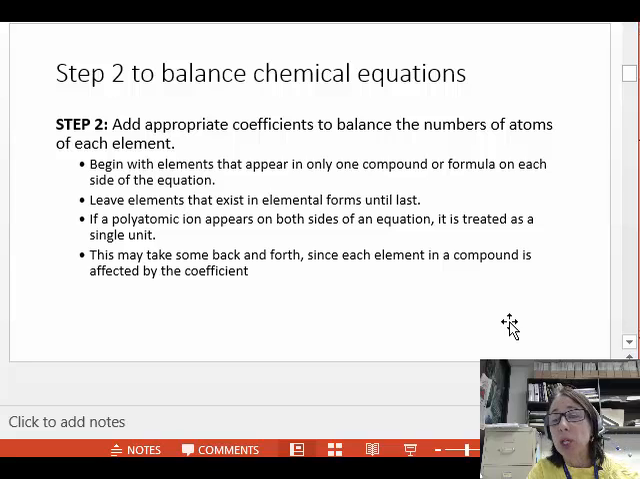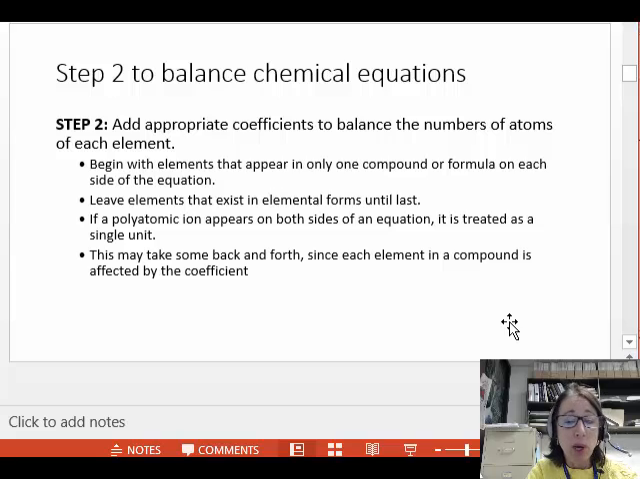Begin with elements that appear in only one chemical on each side of the arrow. Leave any element that appears in every chemical for last. If an element in its elemental form is in the reactant or product side, balance that element last.